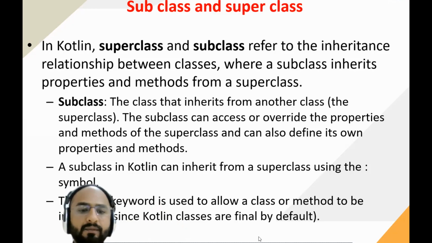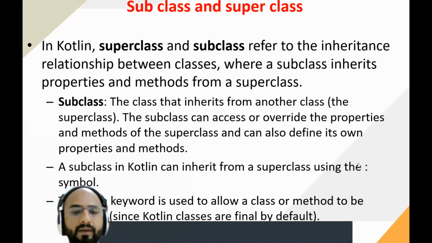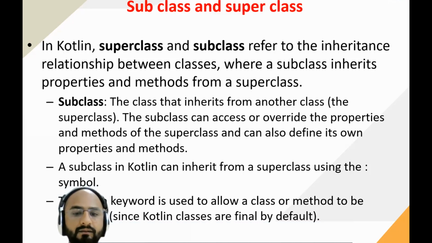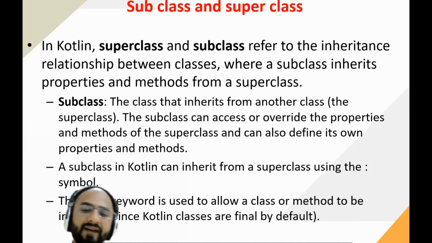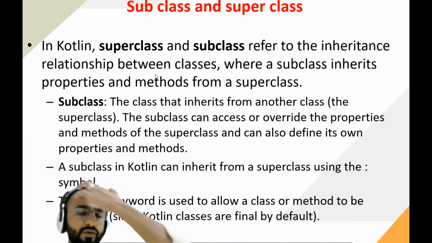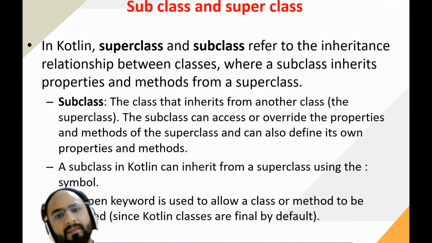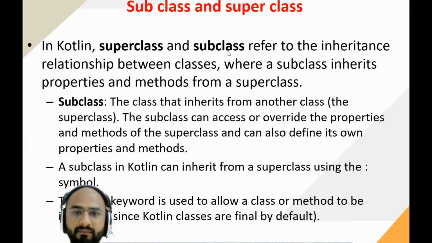Okay. A subclass in Kotlin can inherit from the superclass using the colon operator. The open keyword is used to allow a class or method to be inherited. Why? Because all classes and all methods are final by default. So if you want to inherit from a class, you need to open that class. If you need to override a method in the child class, you need to open that method also.